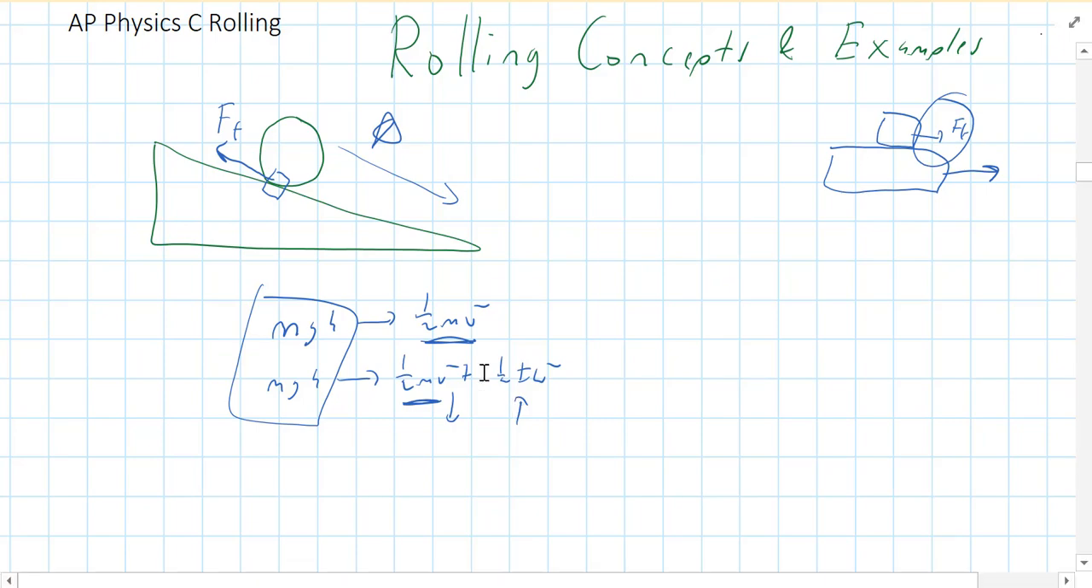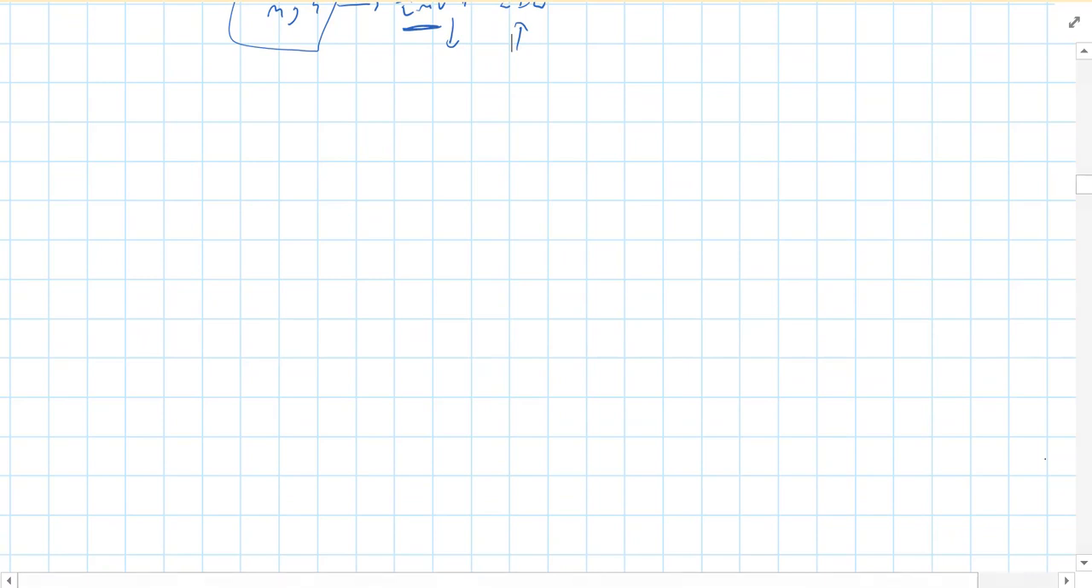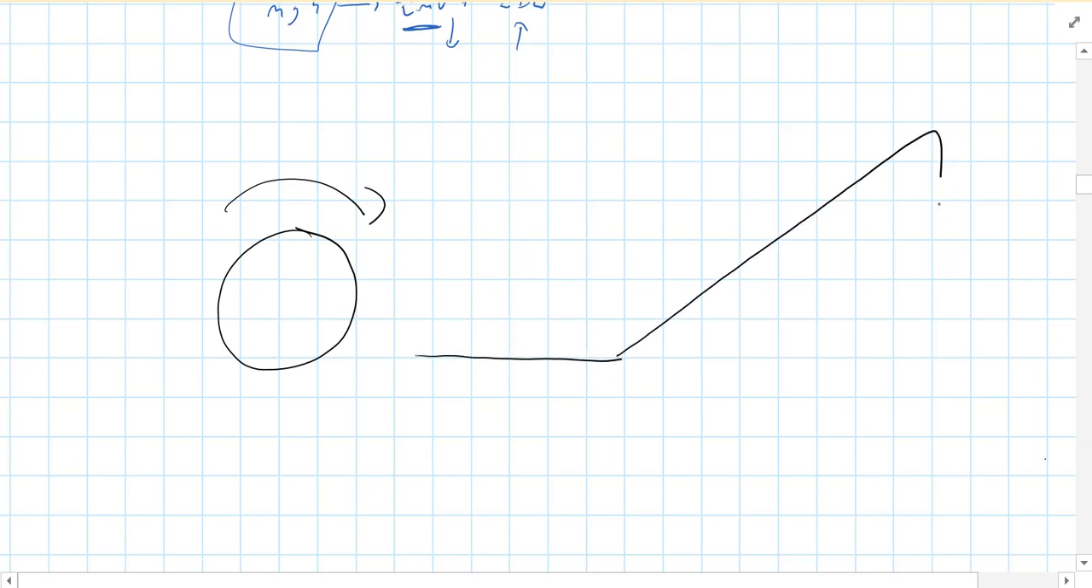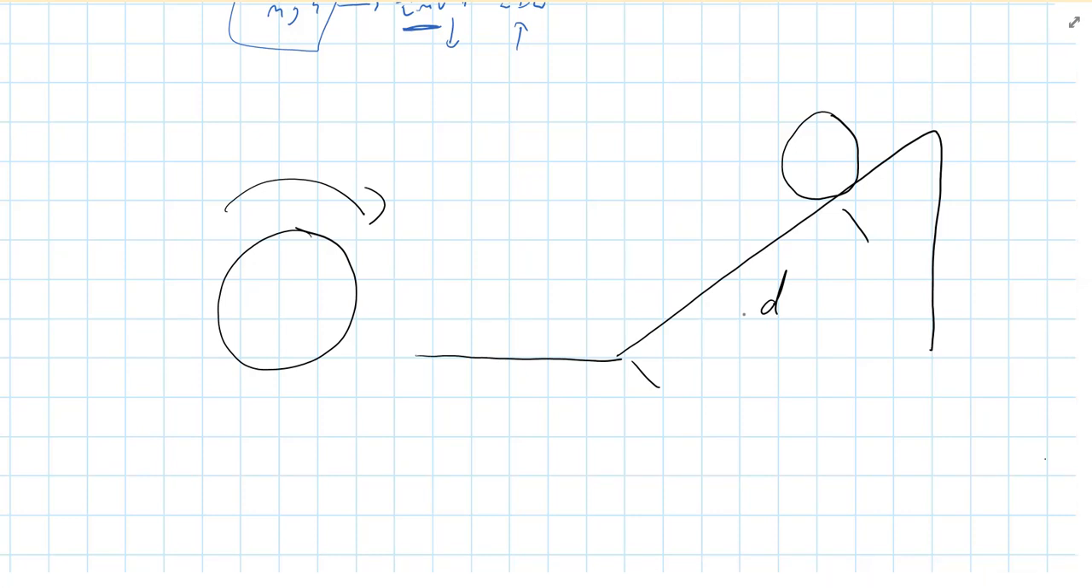Now, another conceptual idea, this comes up in test questions all the time, is, let's say you have a disc and it's rolling without slipping, and then it reaches an incline. Okay, so there's your incline. So it's going to roll up the incline and come to a stop at some distance d up the incline. Okay, and then it's going to roll back down. All right, under which circumstance would the disc go higher? If the incline has static friction, or if the incline doesn't have static friction. Under which circumstance would the disc go higher?